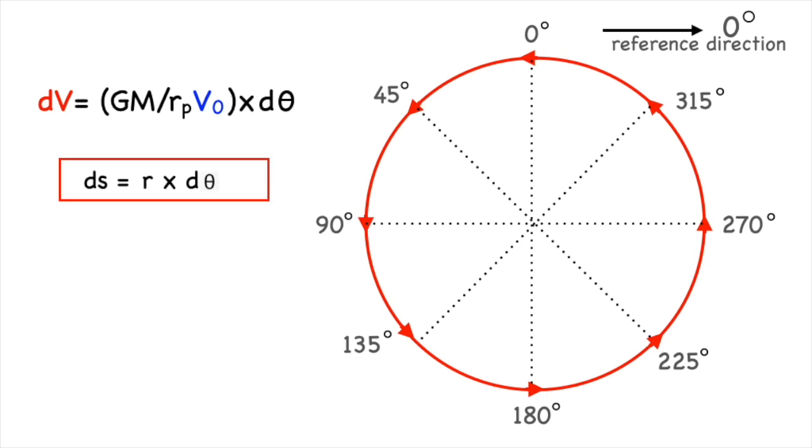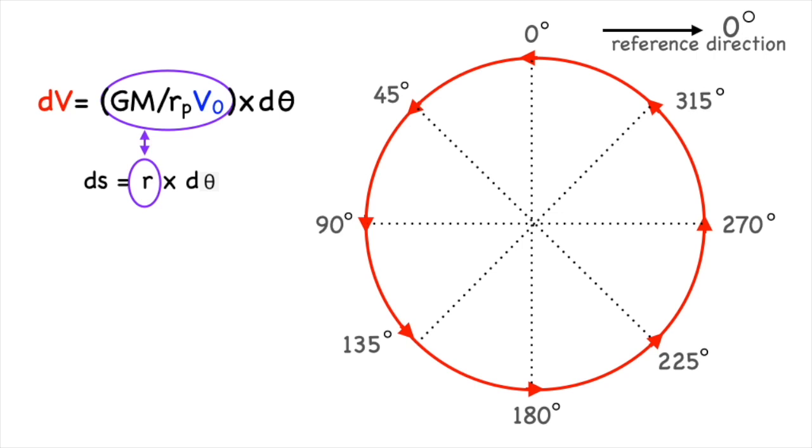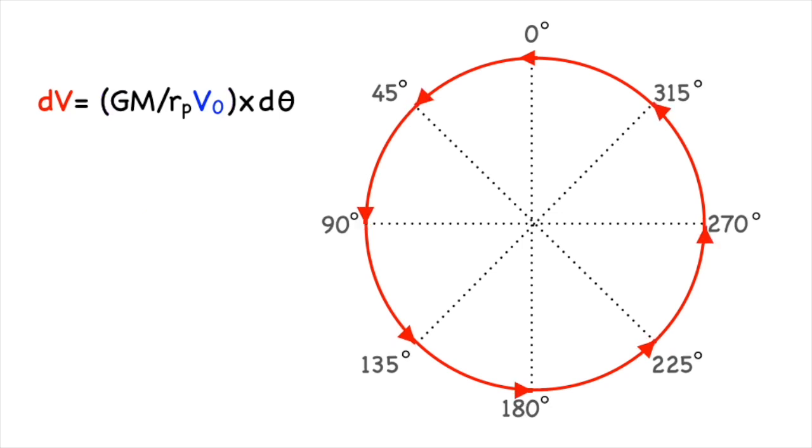Notice one more time the similarity between our formula for the dV circle and the general formula for any circle, which relates ds to r and d theta. The point I want to emphasize here is that the radius of the dV circle is effectively equal to GM divided by rp times v naught. We can also think of dV as the change in velocity for every d theta change in the planet's orbital position.